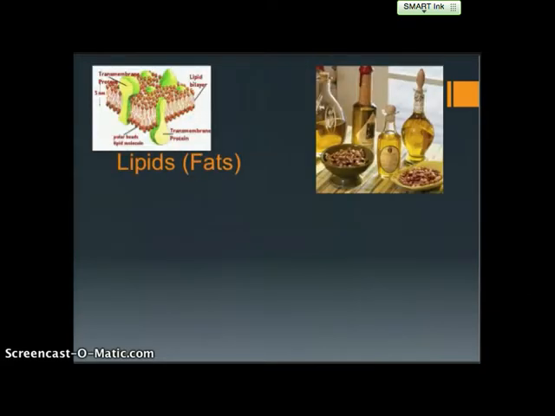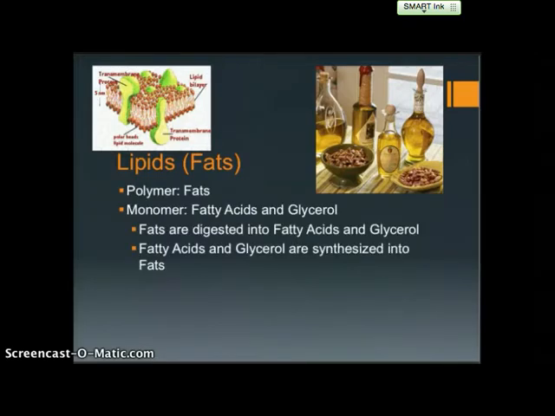The next type of carbon compound are the lipids or the fats. You can see the picture of the cell membrane above because, again, lipids are an important part of our body. A polymer of a lipid is just fats, and the monomer is actually two, fatty acids and glycerol. So again, we say that fats are digested into fatty acids and glycerol, and fatty acids and glycerol are synthesized into fats.